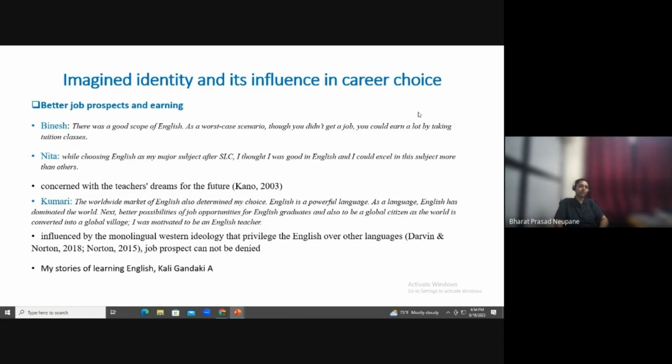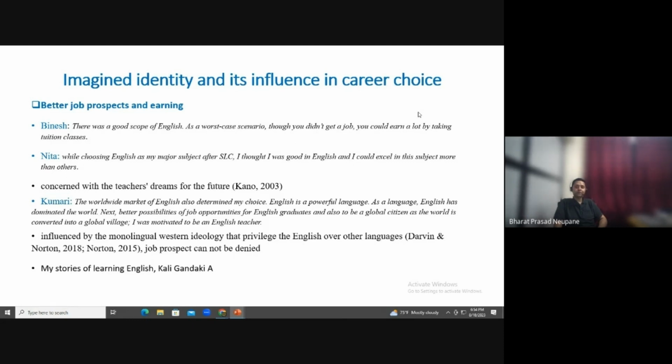Anita noted, "While choosing English as my major subject after SLC, I thought I was good in English and I could excel in this subject more than others." She thought that she would excel better in future. So their choice was basically concerned with their dreams for the future, as noted by Khan 2003. They wanted to have a better life in future, and they thought that by doing English, they would be able to do so. And Kumari also shared that the worldwide market of English also determined my choice.